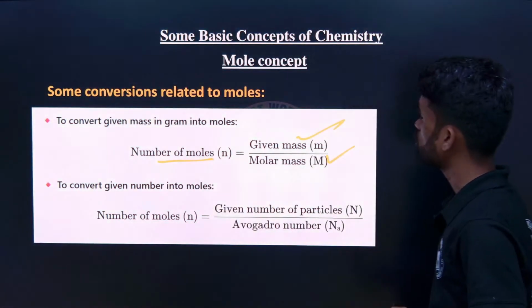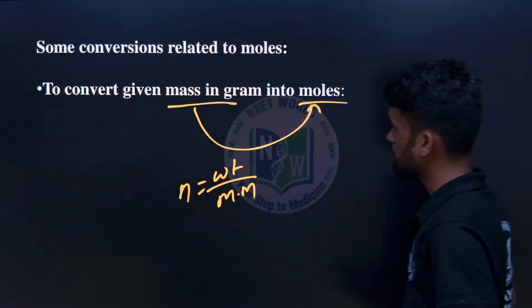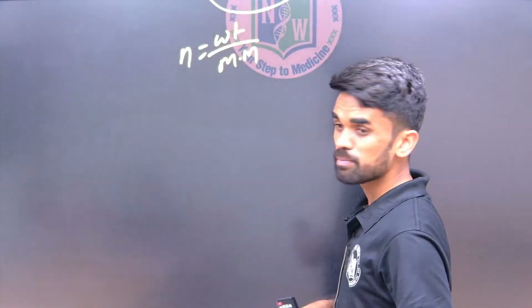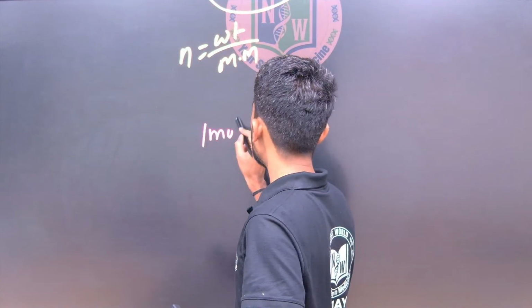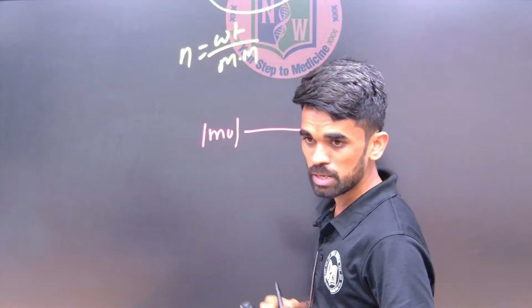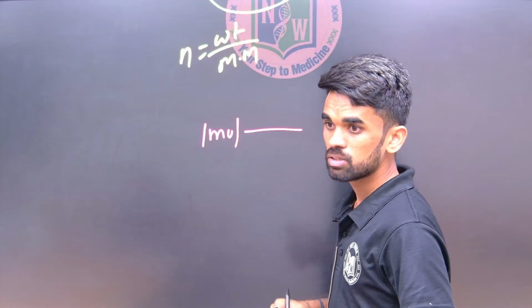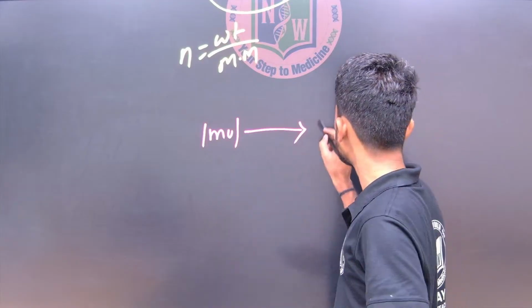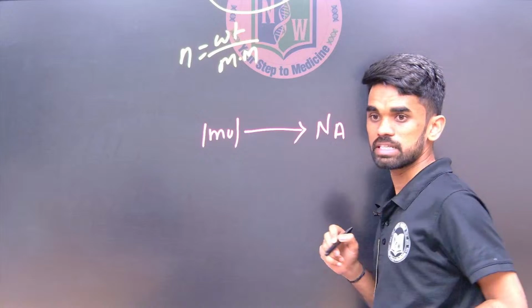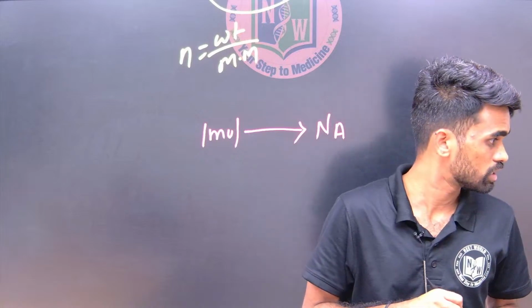Okay, so now sometimes they will give the number of particles and ask the number of moles. For example, 1 mole of a substance contains how many particles? I told you Avogadro number just now. 1 mole contains Avogadro number, that is 6.022 into 10 power 23.